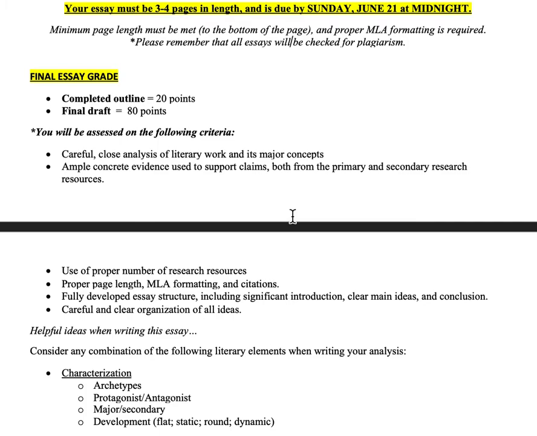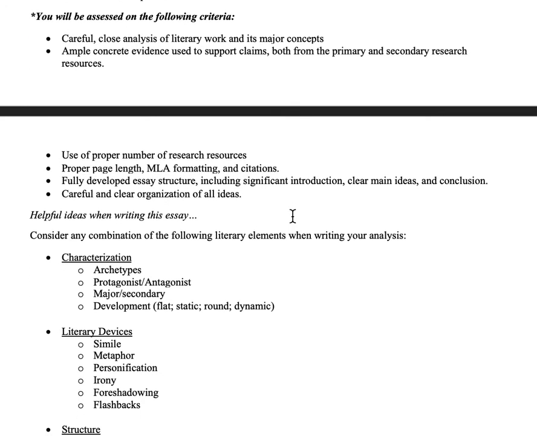So this is designed to help you guys. As long as you do the outline and you do it well, you should get basically a free 20 points on your essay. So you're going to be assessed on making sure you have a good, close analysis of the literary work and its concepts. Make sure that you have good evidence to support your claims from the primary and the secondary sources. Make sure you have the proper number of sources, so one at least. Proper page length, MLA, and citations. Fully developed essay structure, including an introduction with a thesis statement, main ideas with evidence to support, and a conclusion, and good, clear organization. So make sure you think through how you organize your ideas.